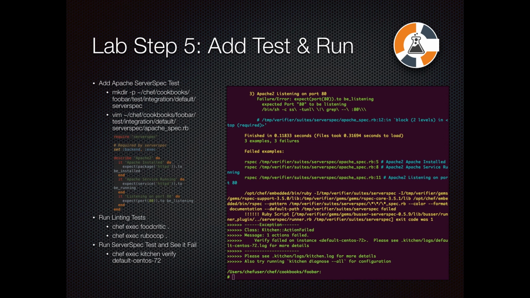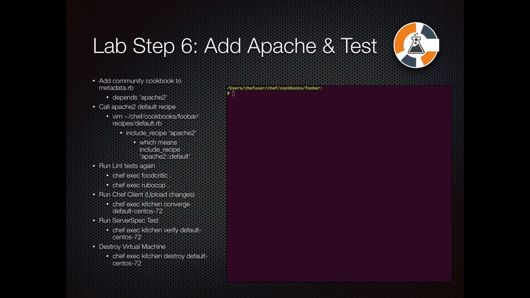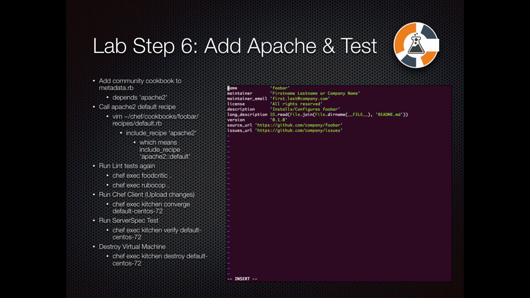You can see here that it finished really fast, and 3 examples, 3 failed. And if you scroll up, you could see each of the individual ones under Apache 2 that failed, which is all of them. Now we're going to add the Apache 2 Community Cookbook as a dependency in the metadata.rb. Again, when we find that, we're going to the Chef Supermarket and searching for Apache, and you'd see the name was apache2.